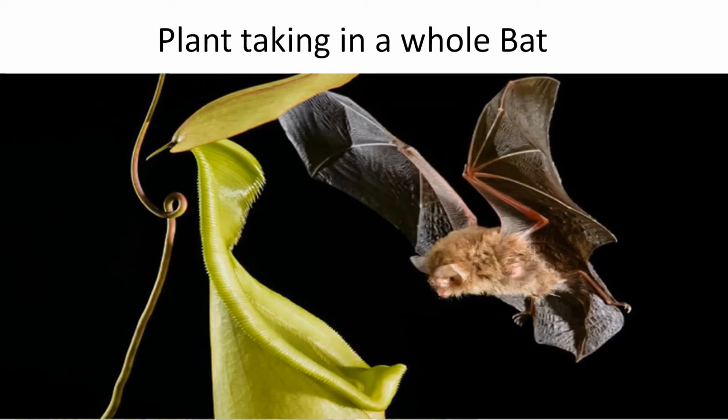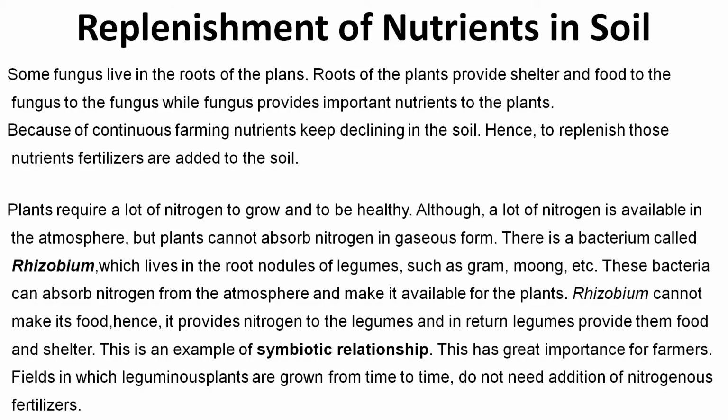Hope the video gave you the clear idea of how do these insectivorous trap the insects. See here one another picture, plant taking in a whole batch. Even this is possible. A plant is taking in the whole batch for its nutrition. Now see, replenishment of nutrients in soil. Now for this, the beneficial mode of nutrition is symbiotic relationship.